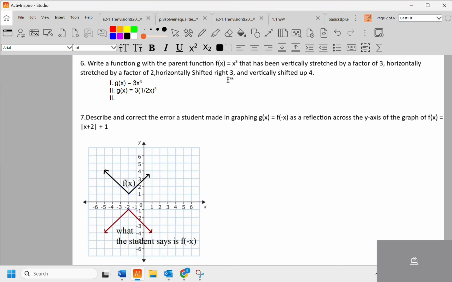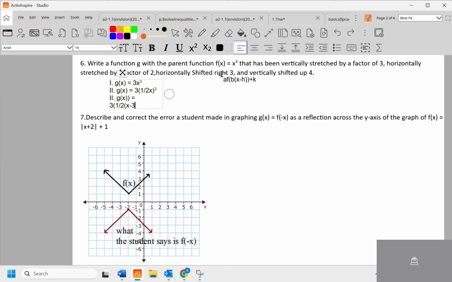All right, to shift right 3. Now, what I didn't mention was the form we're using here. It's a f of b parentheses x minus h plus k. So see, the first step, that was an a. This is a b. Now we're at h. I'm going to shift right 3. Now, to shift right 3, I don't add 3. I subtract 3. And parentheses are extremely important.